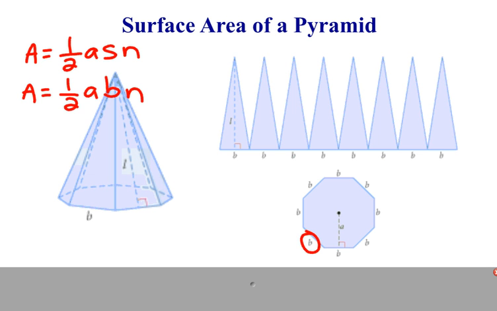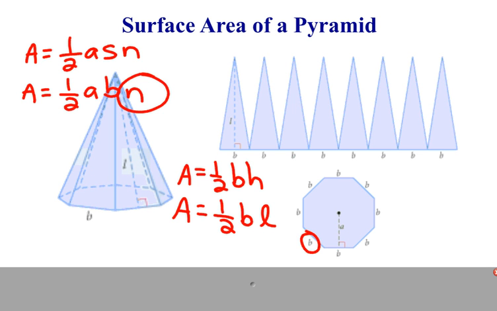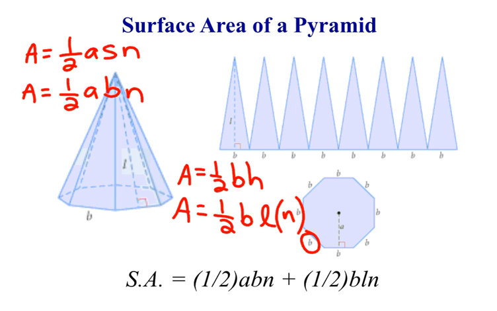Okay? Now the area formula for a triangle we know is 1/2 the base times the height. Well, in this case, the base is called b, so we'll leave the b in there. But the height is called L, so we better change this to 1/2 base times L, times the number of triangles there are in a pyramid, which will be equal to the number of sides there are in the base. So we better multiply this over here by n. Now add these together, and we have the formula for the area of a pyramid.